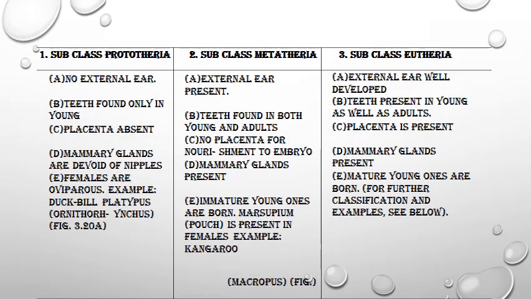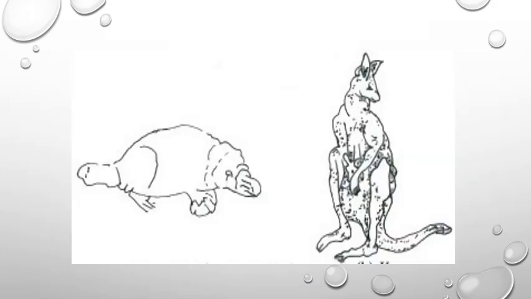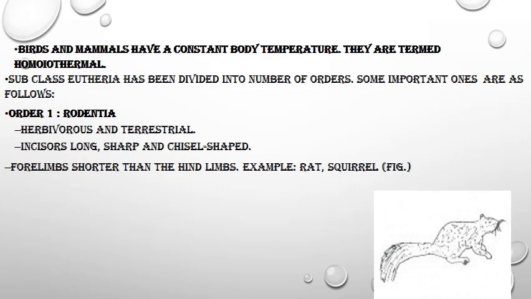This is the difference between prototheria, metatheria and eutheria. Please take a screenshot and you can compare them. Structure. So, birds and mammals have a constant body temperature. They are termed as homeothermal. Subclass Eutheria has been divided into number of orders.